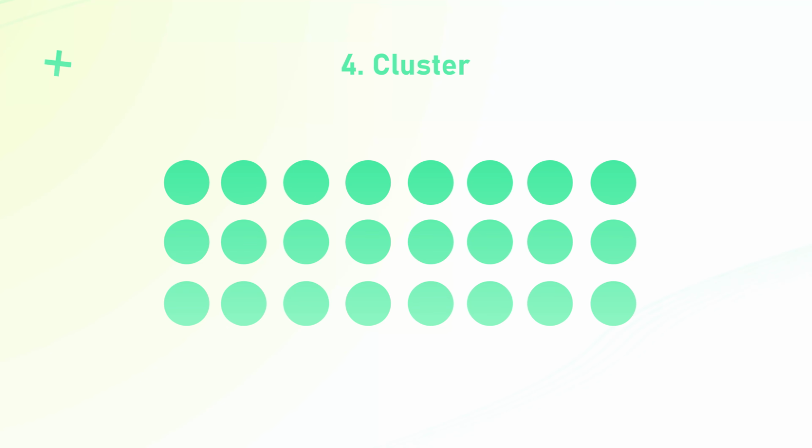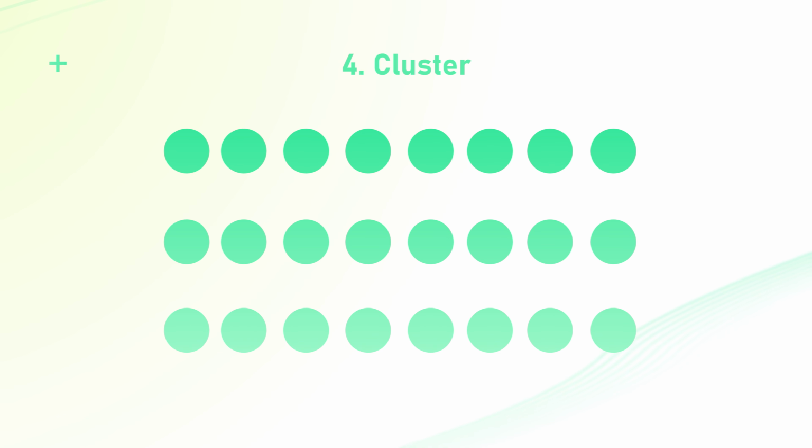Number 4, clustered. The subset is chosen after the population is divided into clusters and randomly selected into subsets. Then there's estimation. This is the process of using approximated values to create a rough calculation.